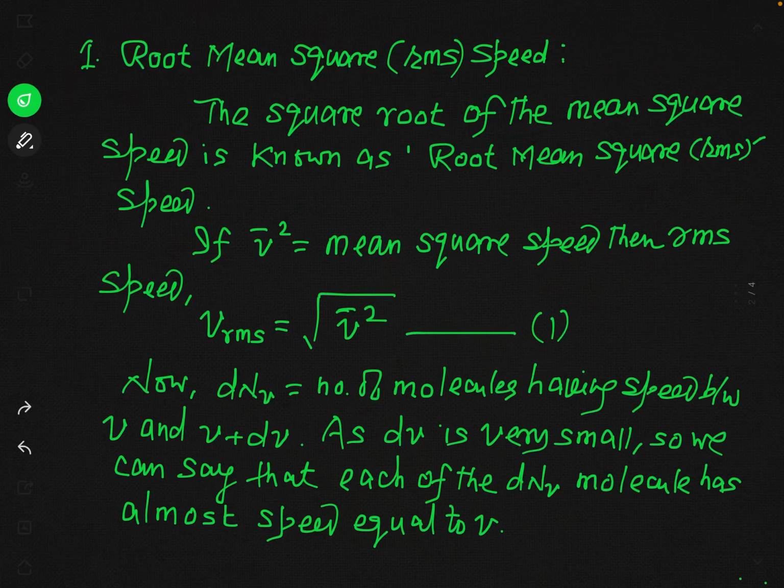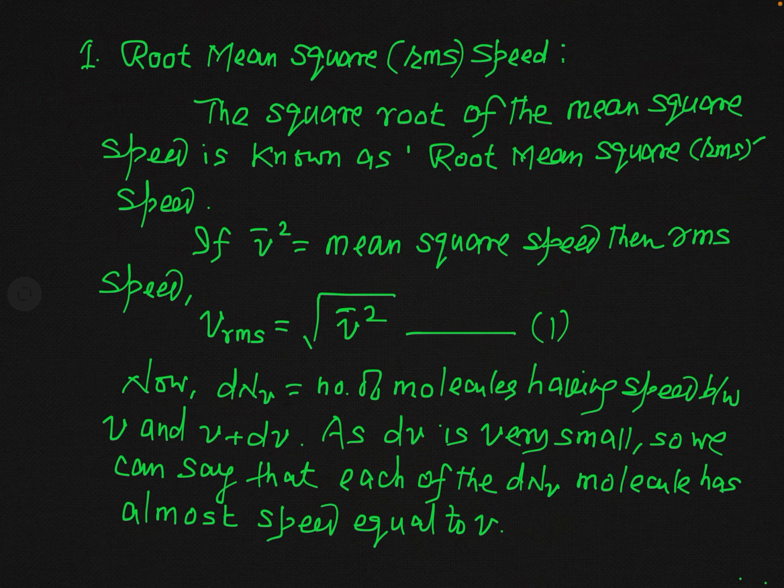So first of all, we will see root mean square speed. In abbreviated form, you also say it RMS speed. As the name reflects, what is this root mean square speed? Mean square speed, when actually we will find the mean of the square of speed of molecules, and after that we will take the square root, then you will get simply the root mean square speed.